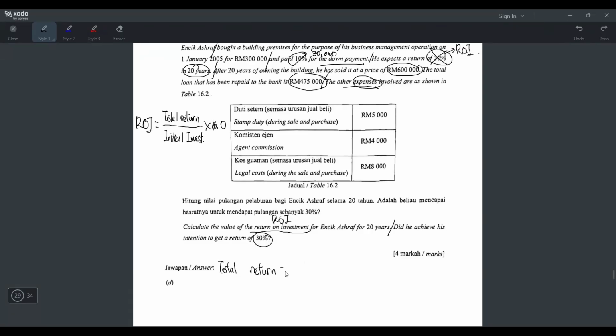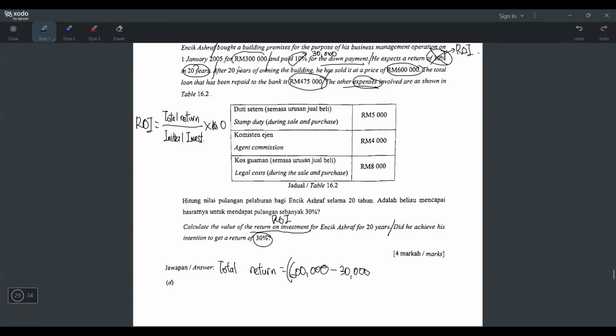So at first, how much did he spend here? Let's think about this. Sold it at the price of 600,000. To get the return, you need to know that he sold the building, right? So he sold the building at 600,000. But you don't tell me the return is 600,000. No, no, no. The return is not 600,000 because he spent money to buy it also, right? So the return will be 600,000 minus 30,000. Okay.